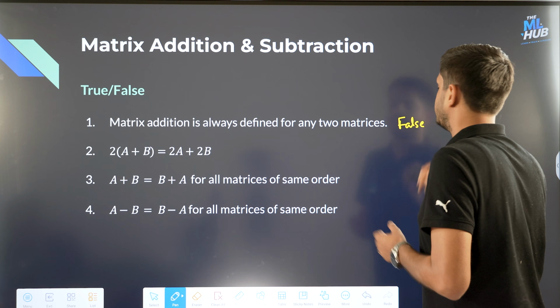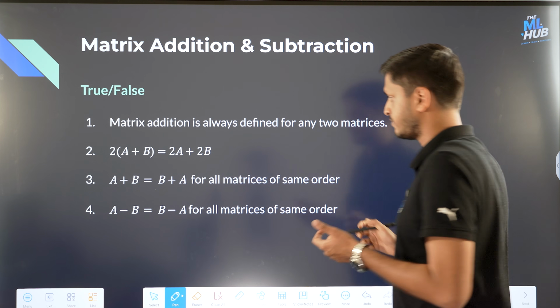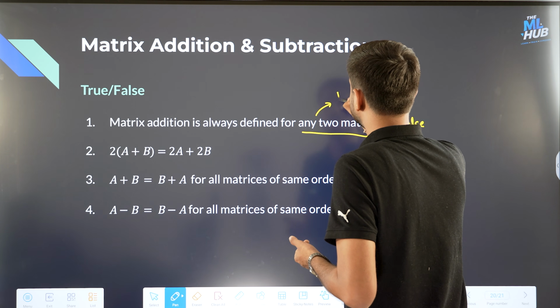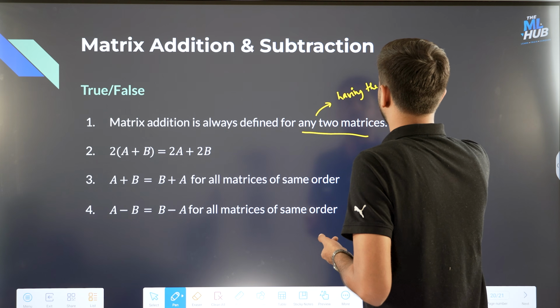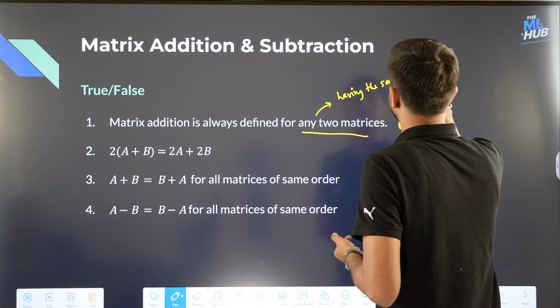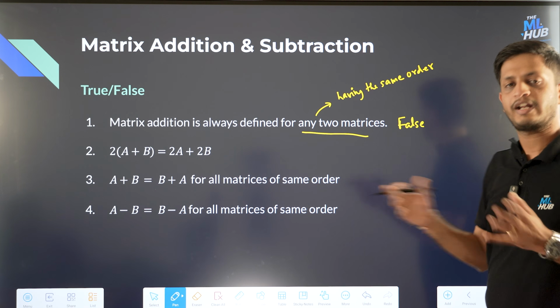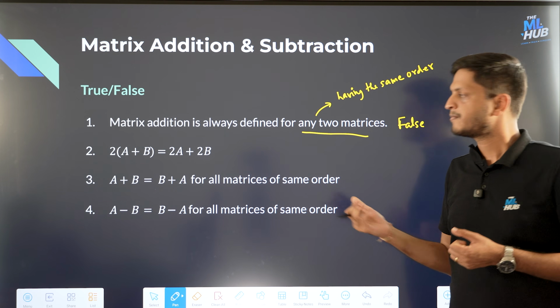The reason being, there is a certain criterion. It is not for any 2 matrices, it is only for matrices having the same order. If the order is the same, then only matrix addition or even subtraction is defined. So this statement is false, it is not defined for any 2 matrices, it is defined only for matrices which have the same order.